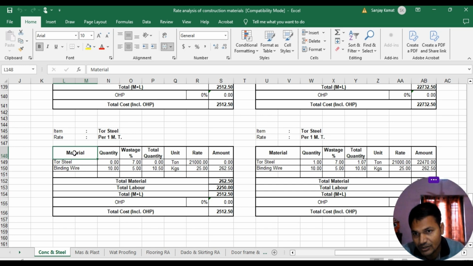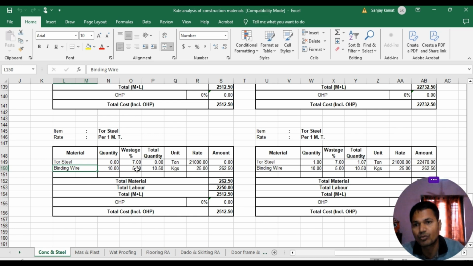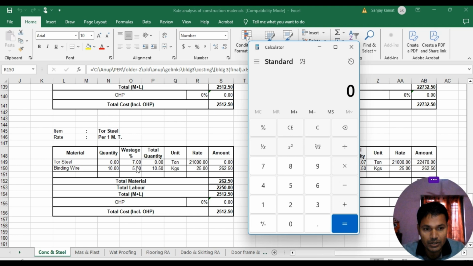So for this torsion steel, we have taken the quantity as zero, and only the quantity we have taken is 5%, 10.50. Rate of bending varies, so multiply this.